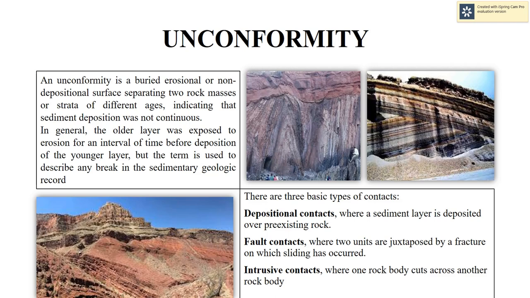So first of all, it's a depositional contact. There's a sedimentary layer deposited over the pre-existing rock. So over here you can see this fold was created, and after that this deposition happened. So this is a depositional contact. Next, fault contacts. Now this is a fault contact. The fault happened over here, and after this fault, the layer started depositing here. So this is a fault contact.